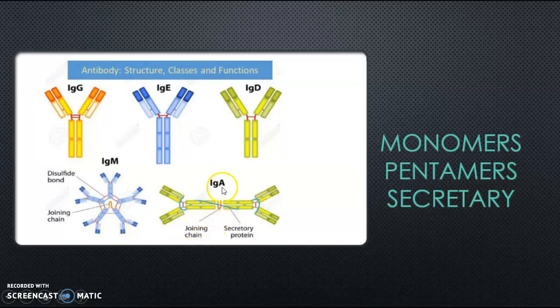Secretory antibodies are the IgAs. The IgAs are found in mucus, saliva, and tears, and are even in breast milk. These antibodies protect us against pathogens.